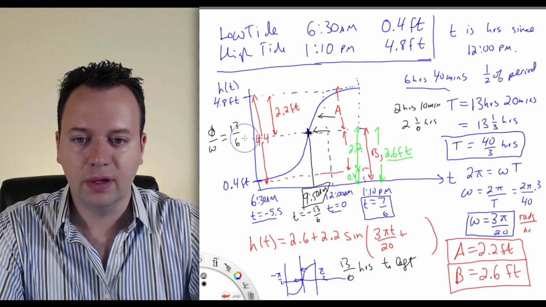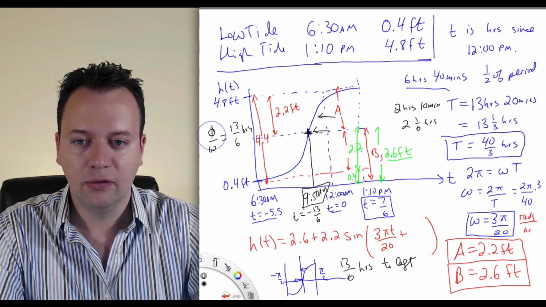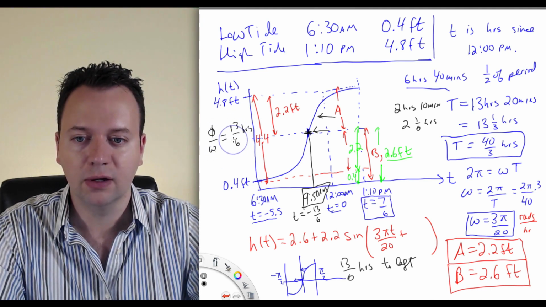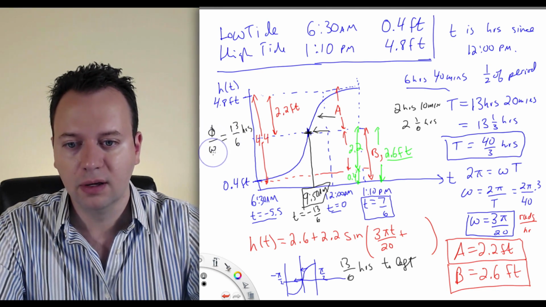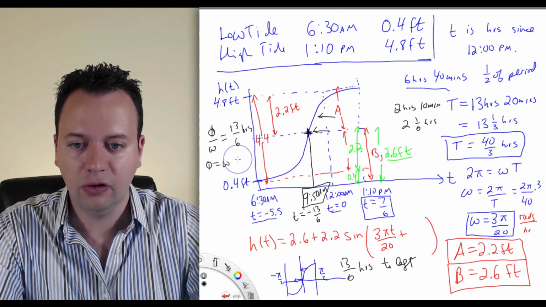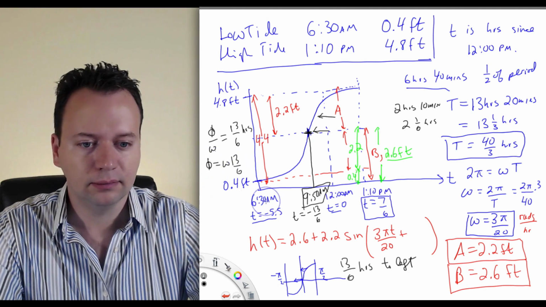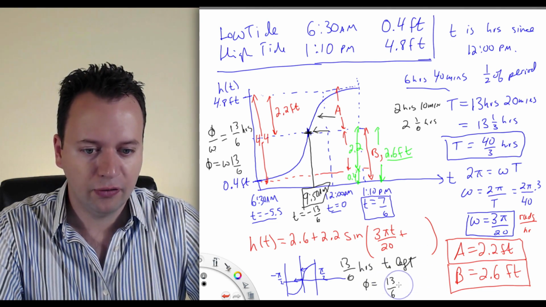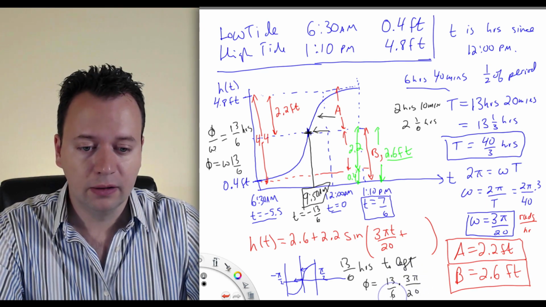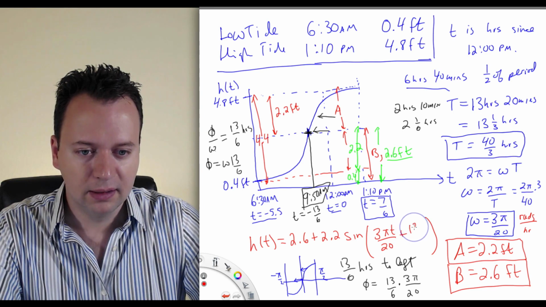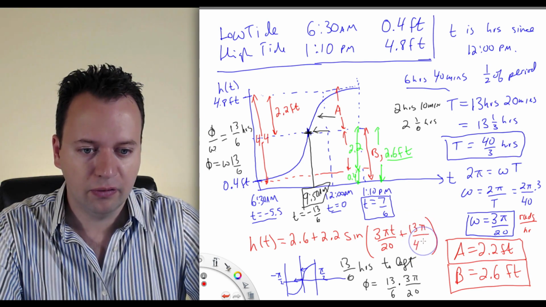In terms of units, phi is in radians, omega is radians per hour, so you can see that the units match up on both sides of this, which is why it's important to think about units every so often. Without the omega here, the units wouldn't be matching up. So the phase shift phi is just the angular frequency omega times 13 over 6. So phi is equal to 13 over 6 times the angular frequency, which is 3 pi over 20. Now 3 over 6 is 1 over 2, 2 times 20 is 40, so we have 13 pi over 40. So the last piece is 13 pi over 40.